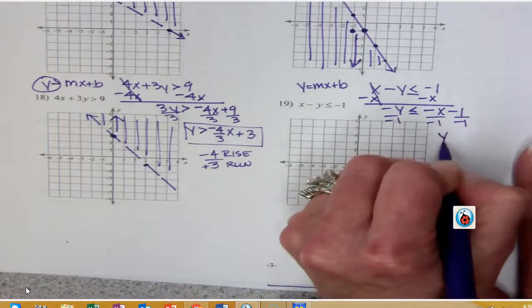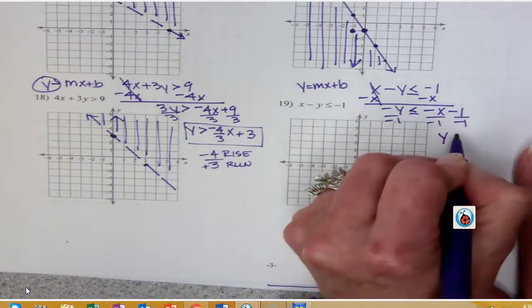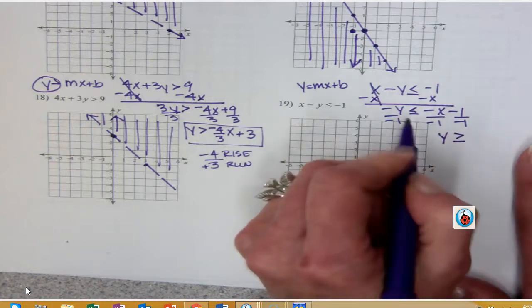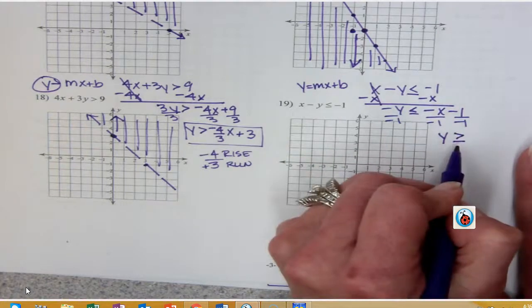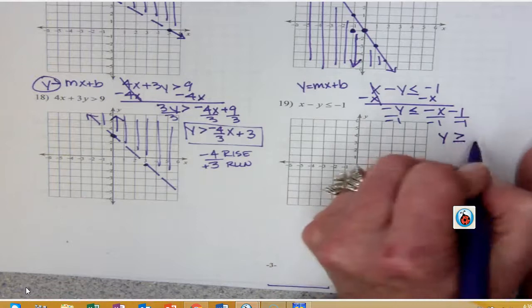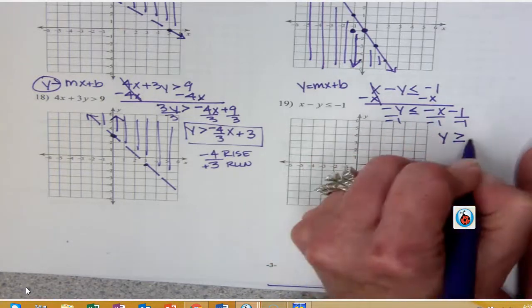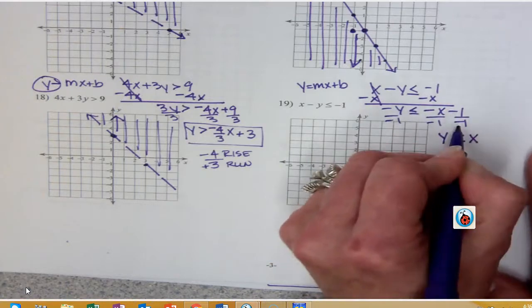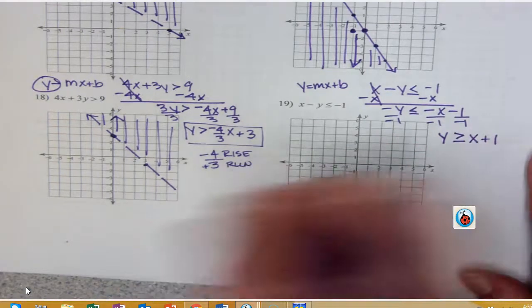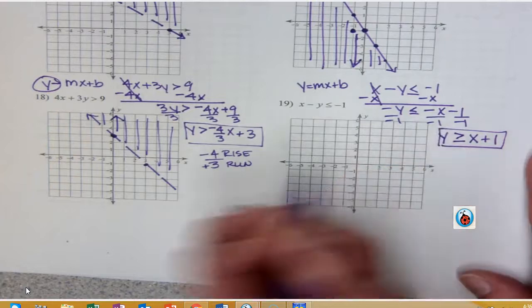When I do that, I need to flip my sign. So my sign, which used to be less than or equal to, now becomes greater than or equal to. A negative over a negative is a positive. So here's my new equation.